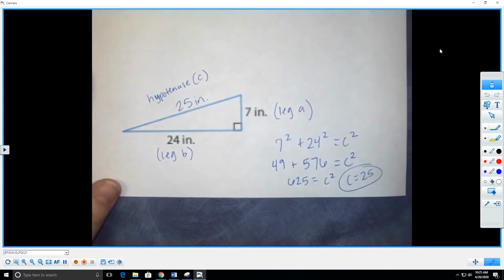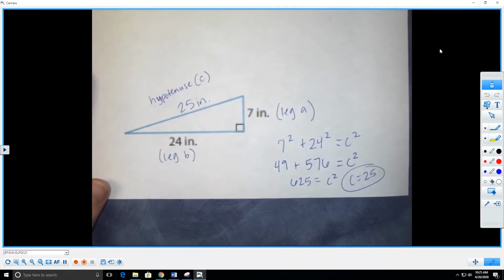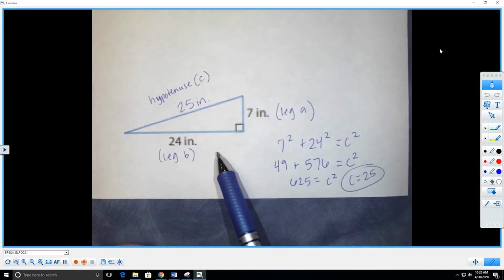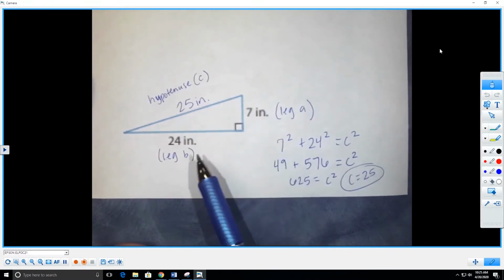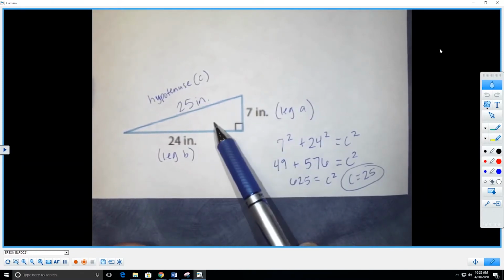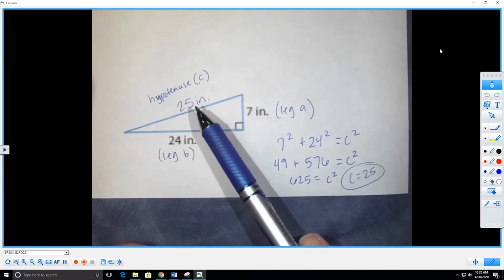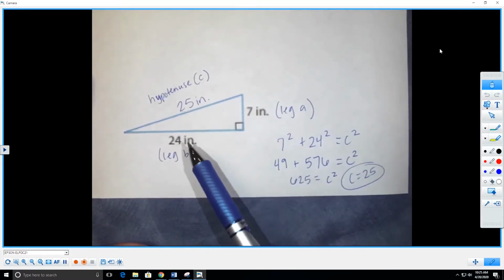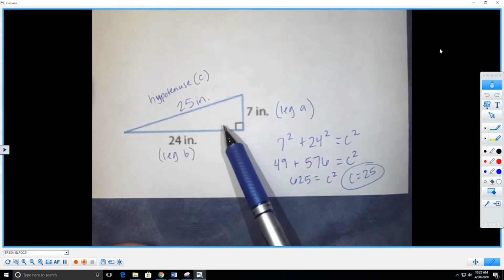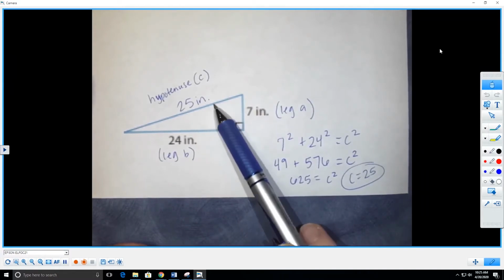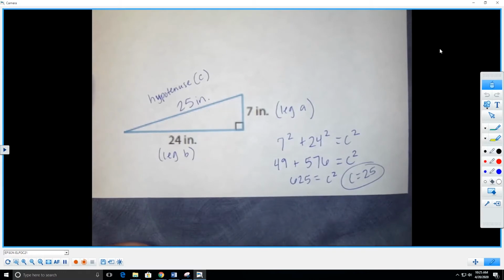Does that make sense given the diagram and the definition of the hypotenuse? It seems to, because the value is larger than the other two measurements, and the missing side length is the hypotenuse. So if I were to do my work and get a number that is less than these two numbers, then I know that I've made an error because the hypotenuse has got to be the largest measurement.